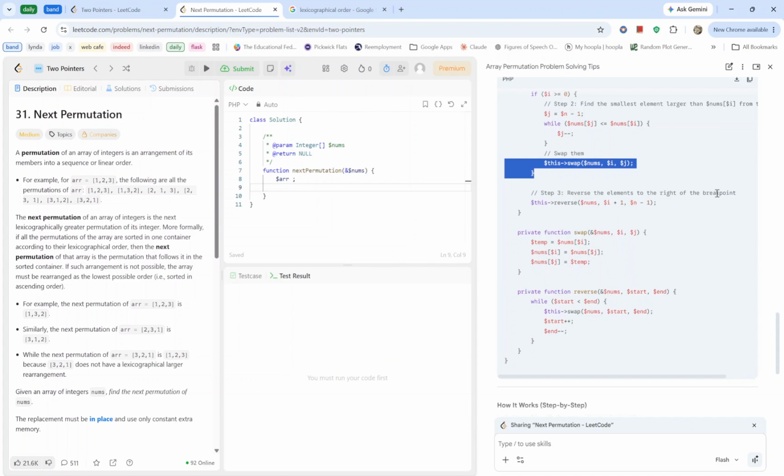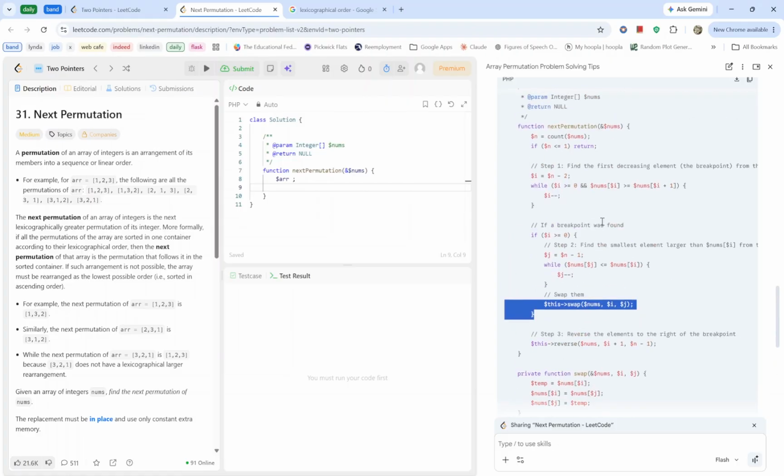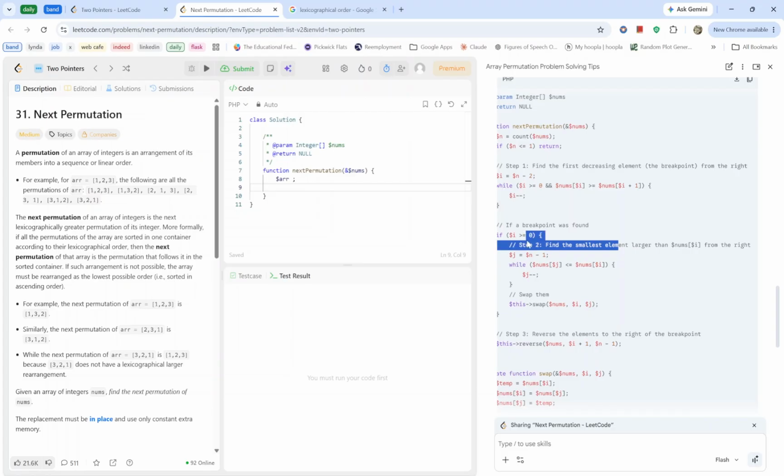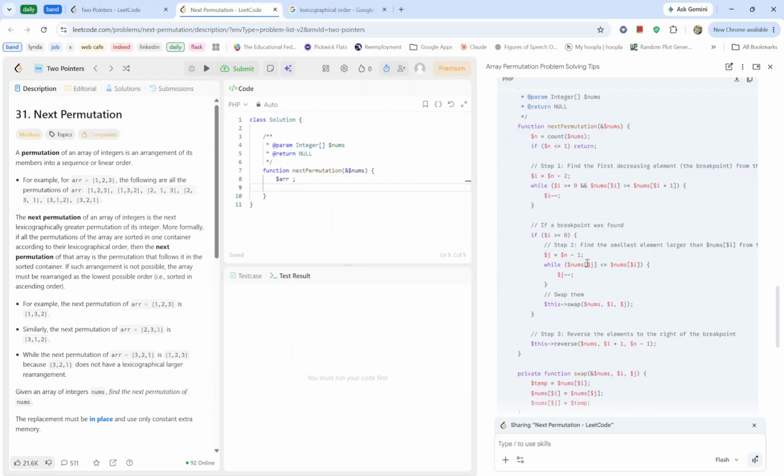First element's to the right of the breakpoint. So I and j. Find the smallest element nums I from the right.